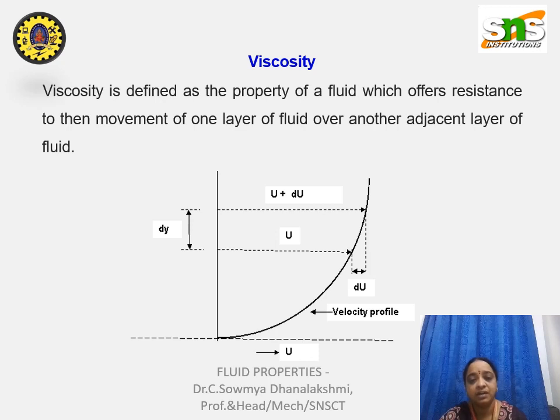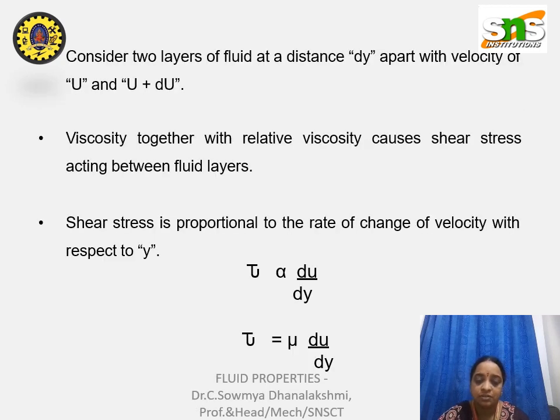Generally, the fluid which has a high density will have a low viscous property, so density and viscosity are inversely proportional. These are some of the representations. Tau is denoted as shear stress, which is proportional to du by dy. In order to remove the proportionality, we introduce a constant called mu. So tau is equal to mu into du by dy.